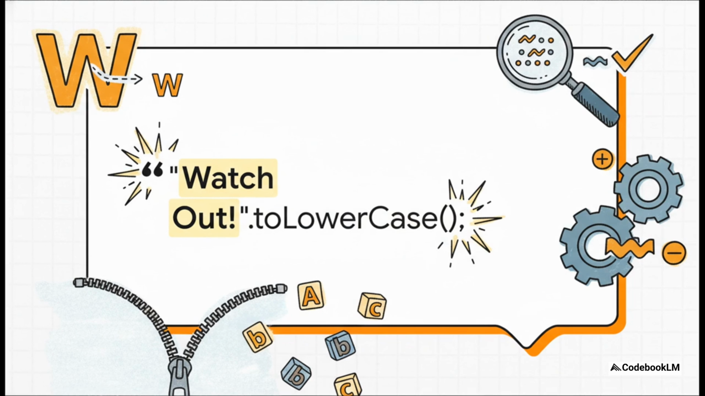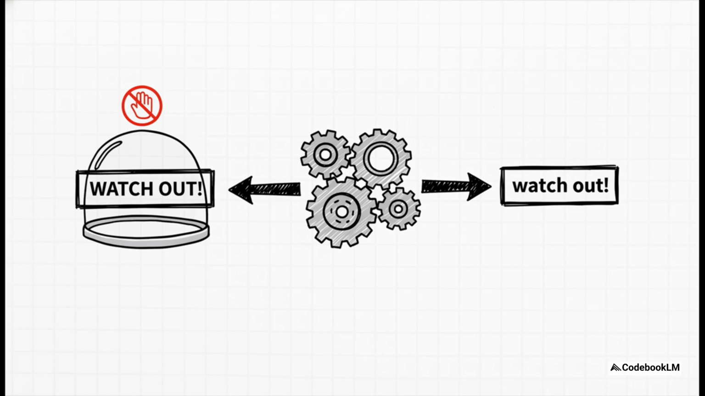Let's see it in action. We've got the string watch out with a mix of cases. Now we're going to hit it with the toLowerCase method. What's going to happen? And there you go. A brand new string is created, all in lowercase. And remember that immutability rule? The original watch out string is totally untouched, safe and sound somewhere else in memory. This is a new one.